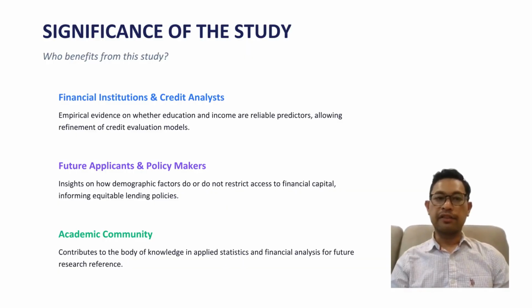This study is significant to three main groups. First, financial institutions and credit analysts who can use our empirical evidence to refine their credit evaluation models. Second, future applicants and policymakers who can gain insight into whether demographic factors restrict access to financial capital. And third, the academic community, as our findings contribute to the body of knowledge in applied statistics and financial analysis.